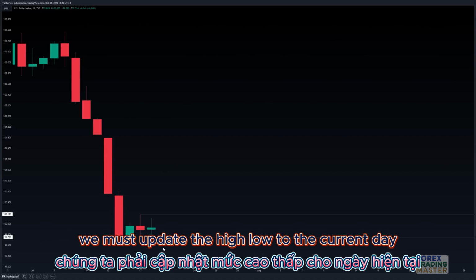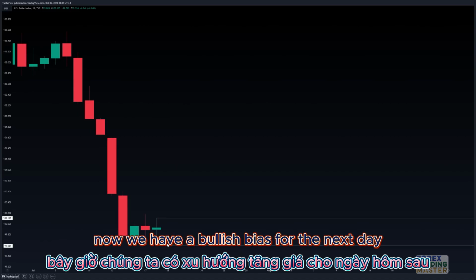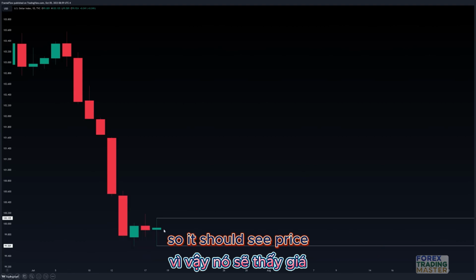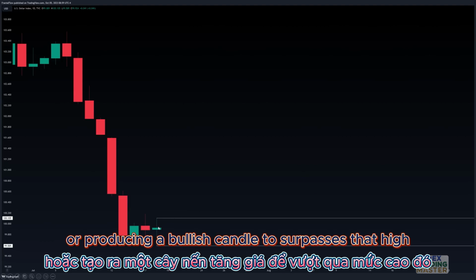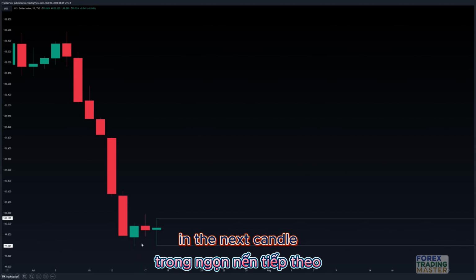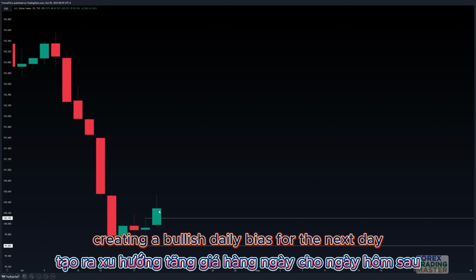Before moving on, we must update the high-low to the current day. Now, we have a bullish bias for the next day, so we should see price at least reaching the previous day's high, or producing a bullish candle that surpasses that high. In the next candle, we see that price did reach the previous day's high and surpassed it, creating a bullish daily bias for the next day.